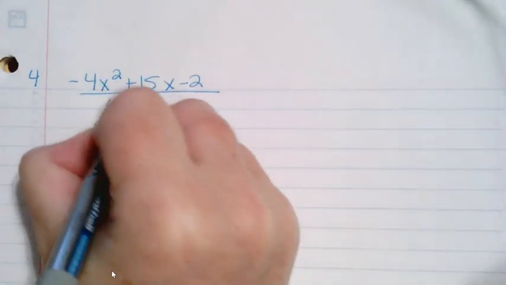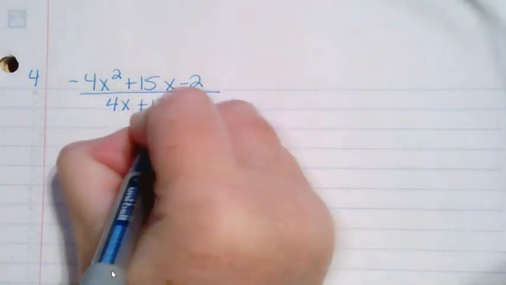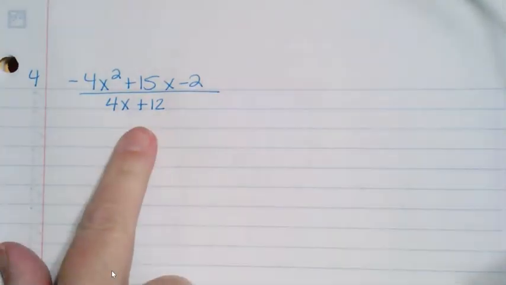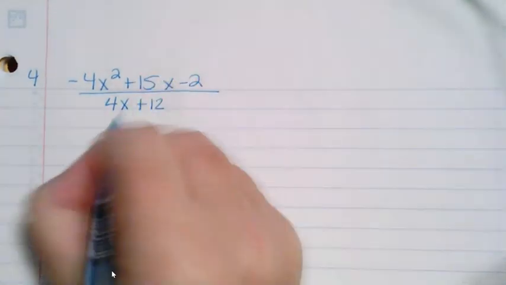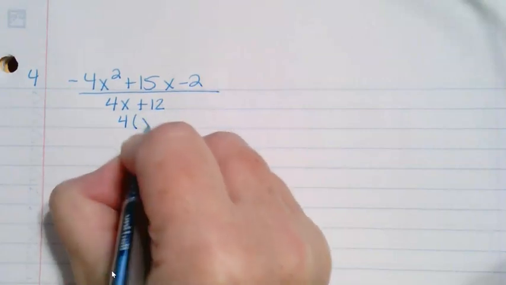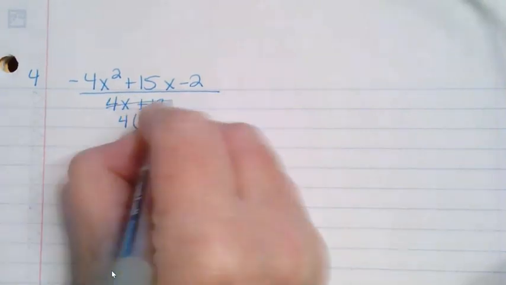Number 4. Okay, so negative 4x squared plus 15x minus 2 over 4x plus 12. So what we want to do is we have to factor this. So I'm going to take a 4 out, and I'm left with x plus 3. And I'm going to throw this away.